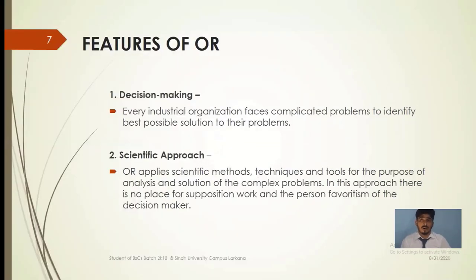Features of operations research. Decision making: every industrial organization faces complicated problems and needs to identify the best possible solution. Scientific approach: operations research applies scientific methods, techniques, and tools for the purpose of analyzing and solving complex problems. In this approach, there is no place for guesswork and personal favoritism of the decision maker.